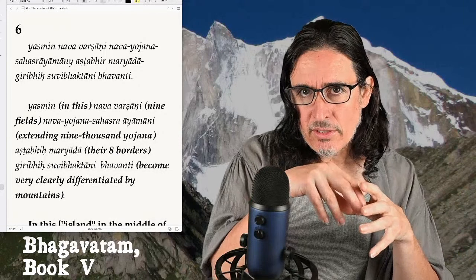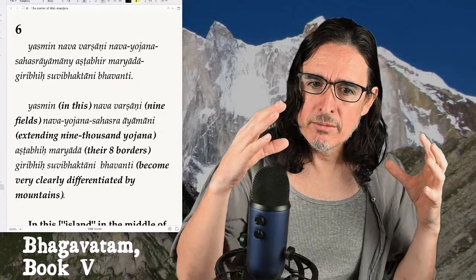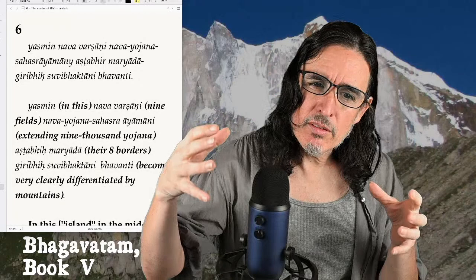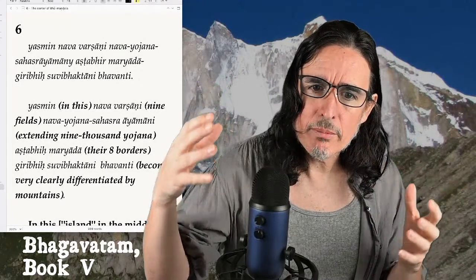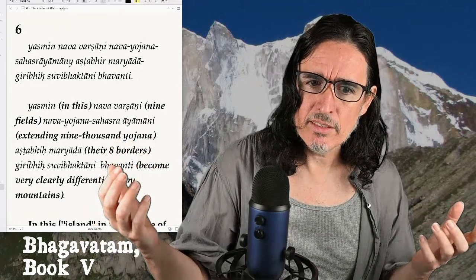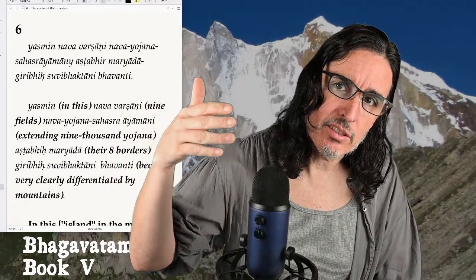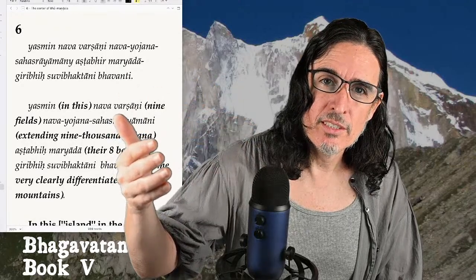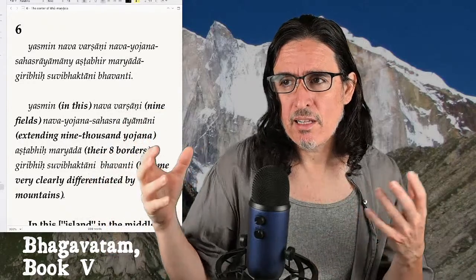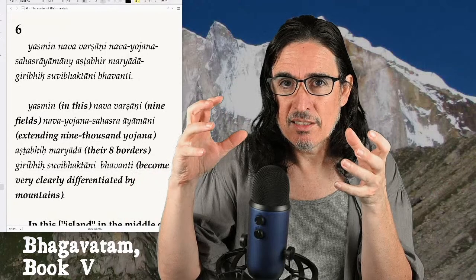So in this lotus, there's 9 sections, all of which expand for 9,000 yojana, and which have 8 borders between them. Ashtabhir Maryada, Giribhi, by let's say mountains. Giri generally means a mountain. So by mountains, Suvibhaktani Bhavanti, which make these different sections very, very different from each other. Suvibhaktani. Bhakta means to join, and vibhakta means to separate, and suvibhakta means really separate.